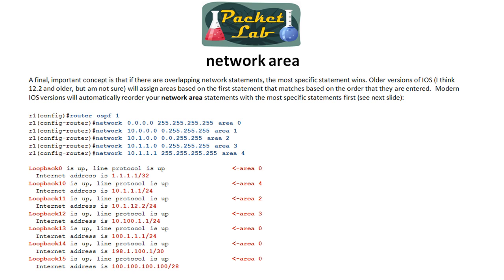And the way it does that, well, let me start with this. In older versions of IOS, and I'm thinking it's 12.2 and older, I'm not sure, I didn't get the actual IOS version. If you're running 12.2 or older code, you need to upgrade your code. So hopefully you never run across this in production, but never say never. You see some weird stuff out there. What would happen in those older versions, it's going to assign the areas based on the first statement that matches.